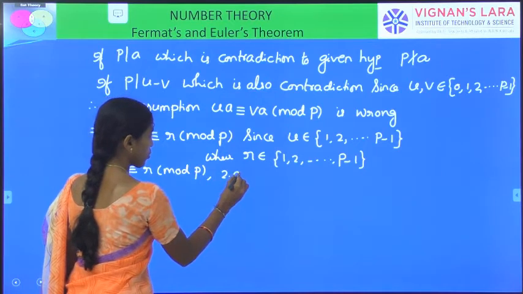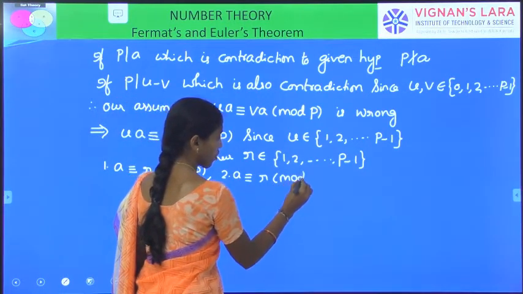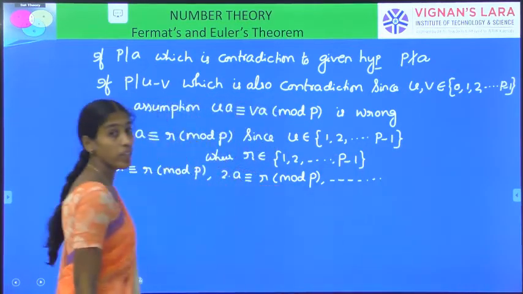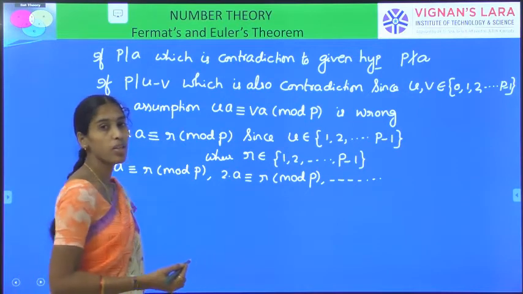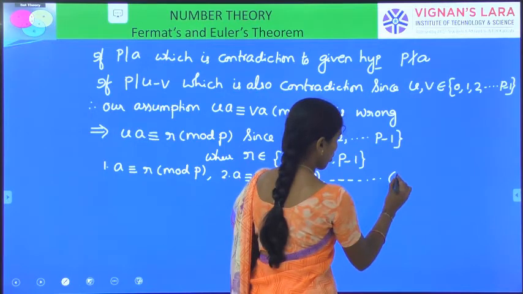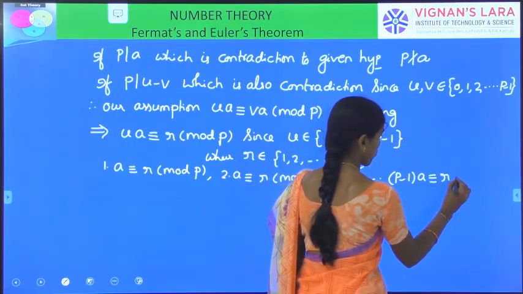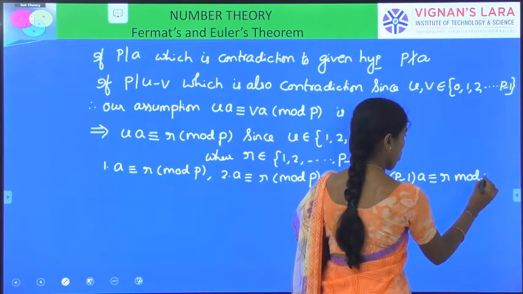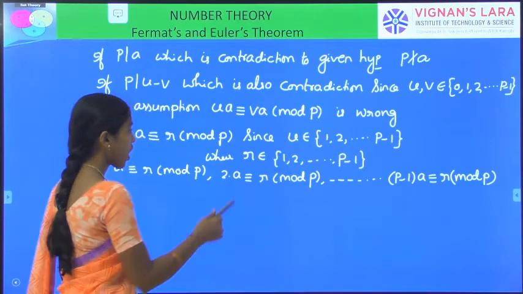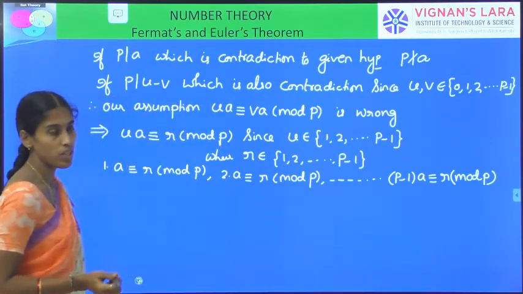Similarly, 2 into A is congruent to R mod P. Like that, up to how many multiples of A are we considering? Up to P minus 1. So, P minus 1 into A is congruent to R mod P, right? Where R is the value which lies in between 1 and P minus 1.